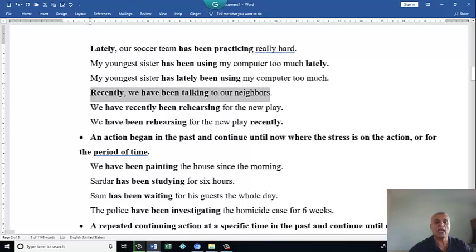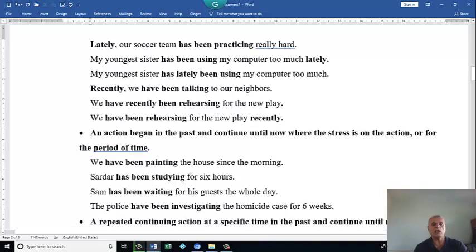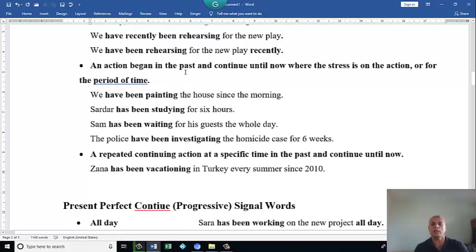Or you could say, we have recently been rehearsing for the new play. Or you could put the adverb of duration at the end: we have been rehearsing for the new play recently. Okay? The action began in the past and continues until now, where the stress is on the action or for the period of time.